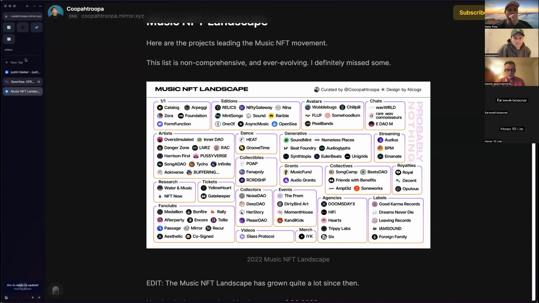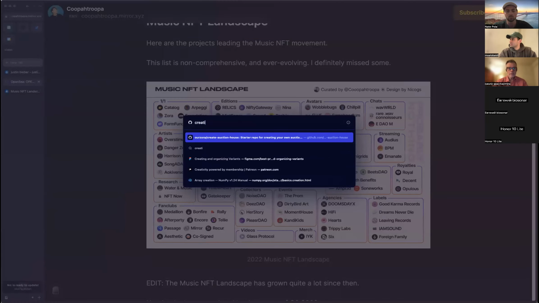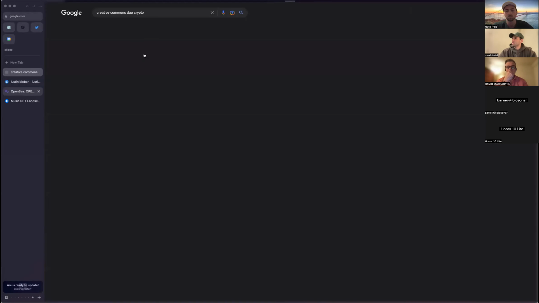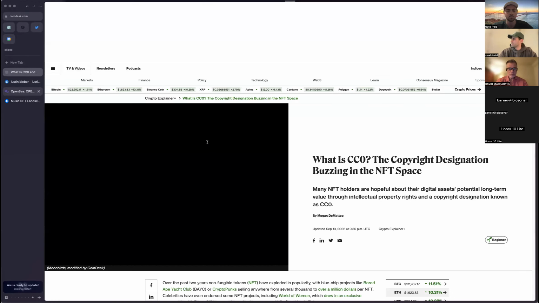I guess it still requires a lot of work. There isn't really one project that has prioritized this. I do know of this DAO that is basically trying to leverage, let's see if we can find it real quick. They're trying to leverage the Creative Commons license. I think it's called CC0. This is the CoinDesk article about them.